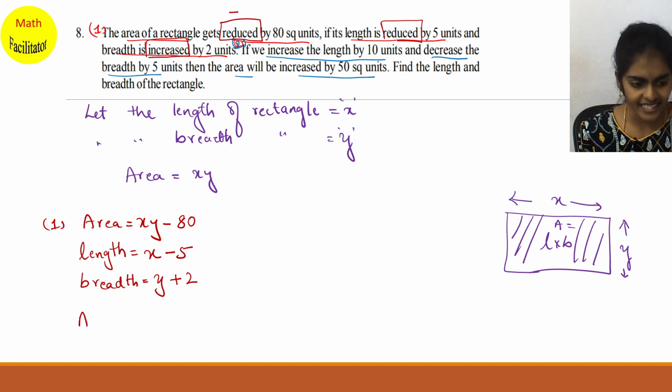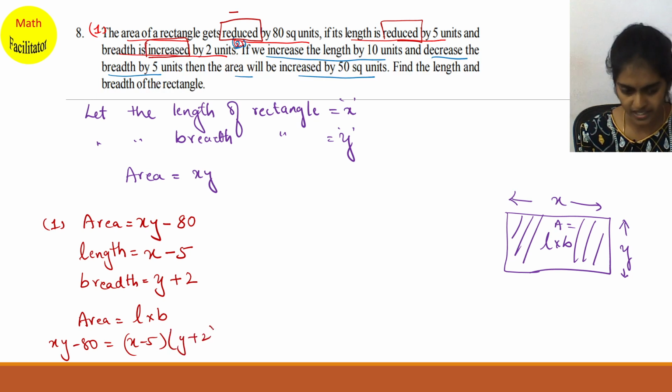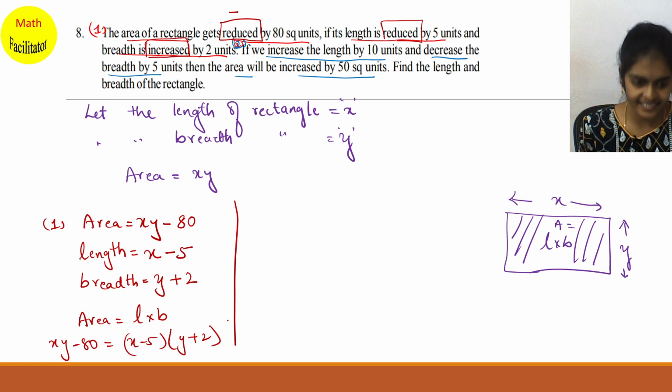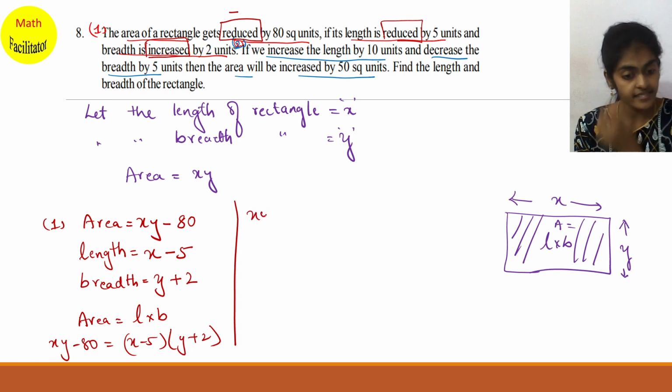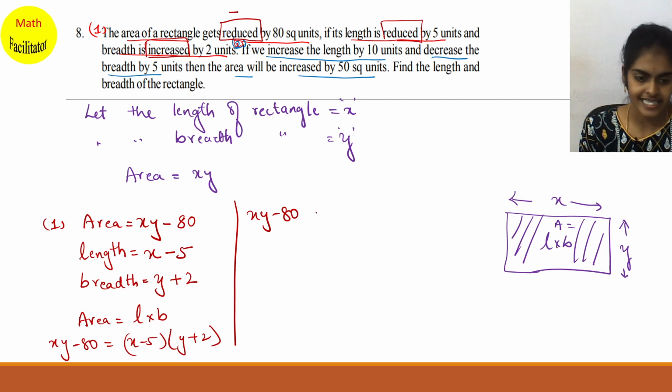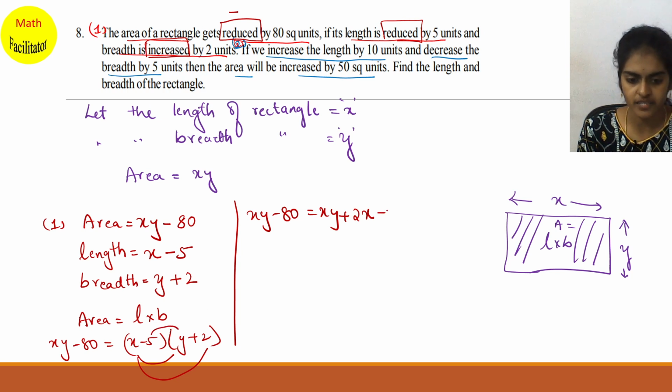Clear? Now can I write area is equal to length into breadth? The new area, xy minus 80, is equal to the new length, x minus 5, into the breadth, y plus 2. Now let us further calculate this. Multiplying: x into y is xy, x into 2 is 2x, plus 2x. Minus 5 into y is minus 5y. Minus 5 into 2 is minus 10.